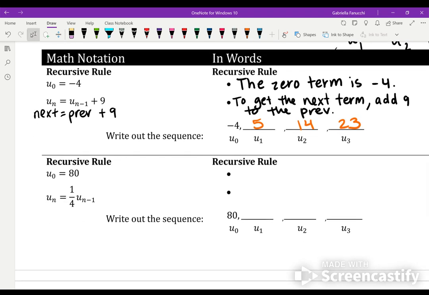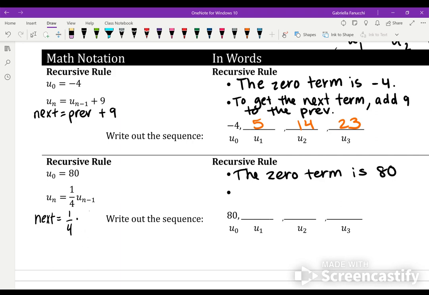Okay. U0 is equal to 80. So the 0 term is 80. And again, like I told you guys before, you'll know based on the context of the problem if you're going to use U1 or U0. All right. We have the next is equal to 1/4 times the previous.